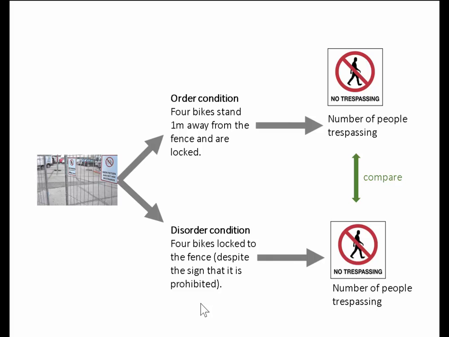What the researchers did was hide and observe how many people trespass when the bikes are attached to the fence or when they're not attached to the fence. Again, it's the same logic, there's no real difference here, except that these bikes are now attached to the fence, which breaks the norm, because there's also the sign that bikes shouldn't be attached to the fence. But everything else was the same. There's no real reason to assume that people walking by at one time are different from the people that walk by when the bikes were not attached to it.